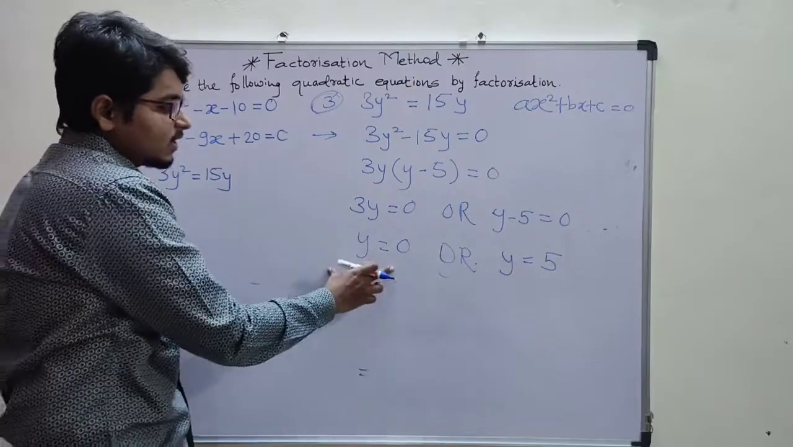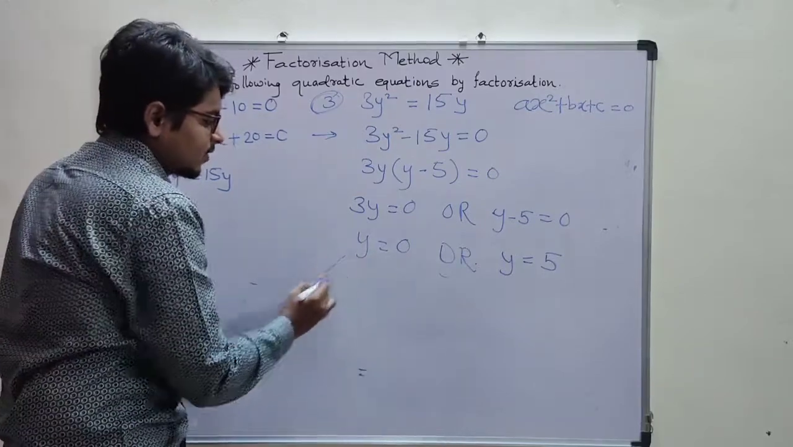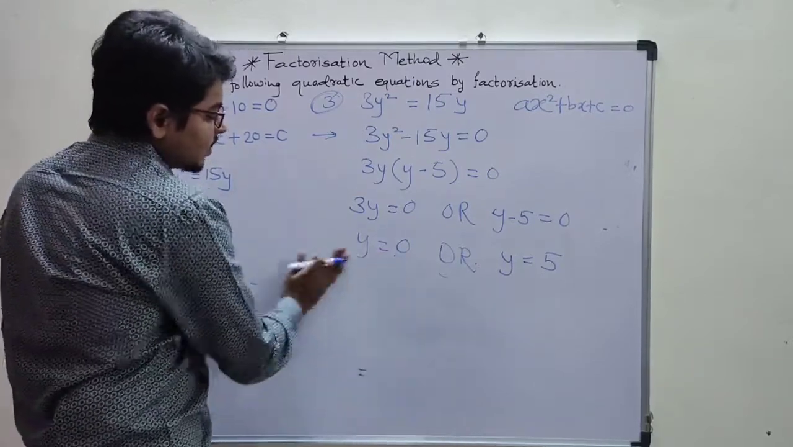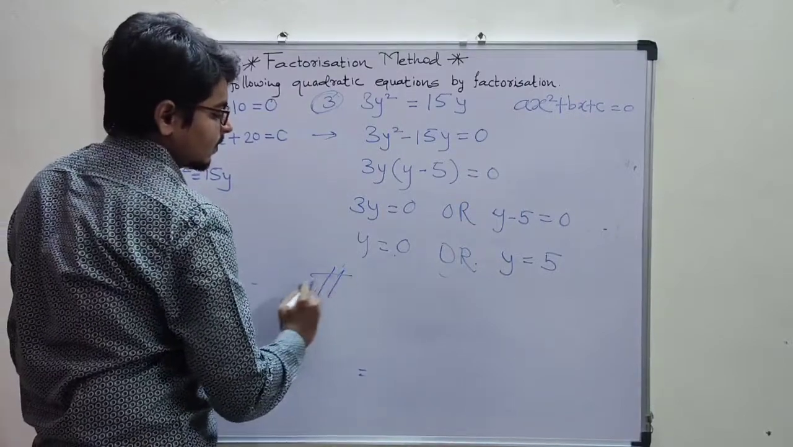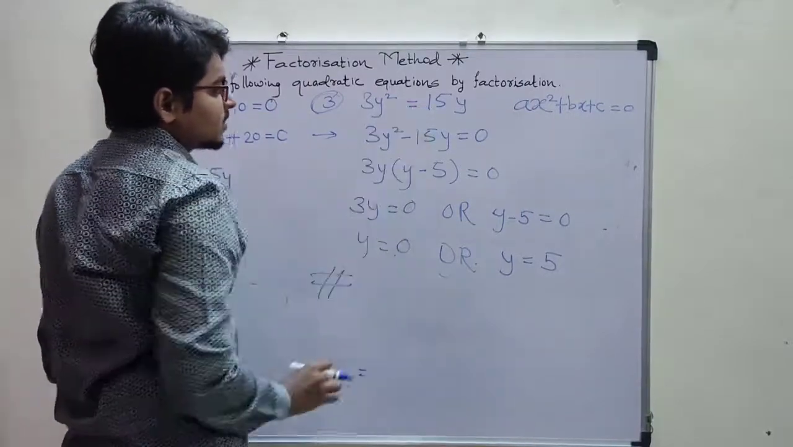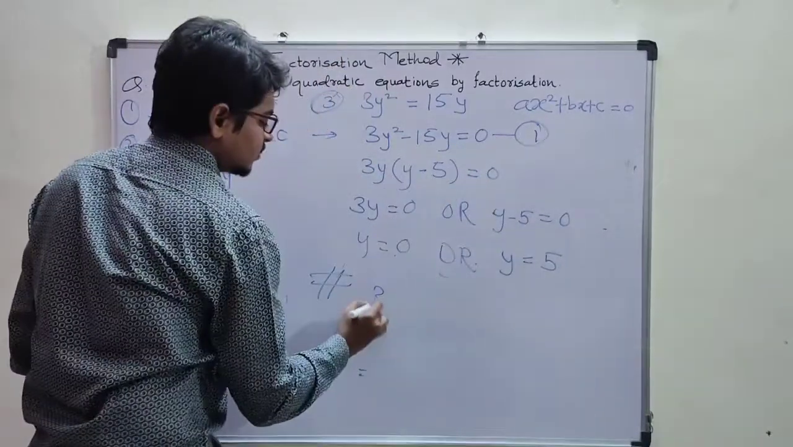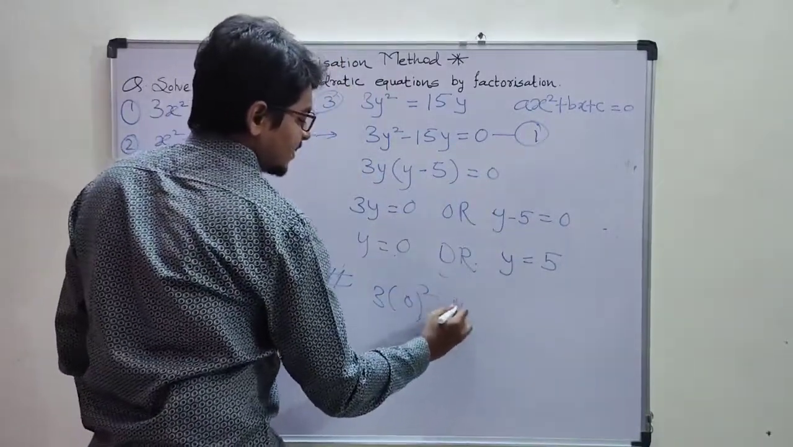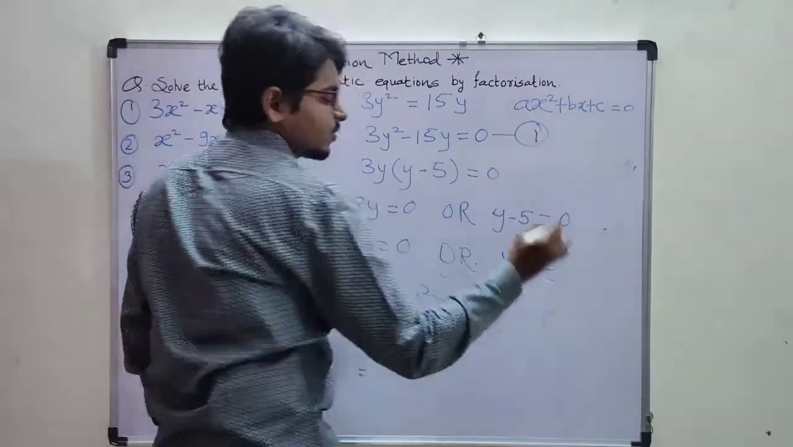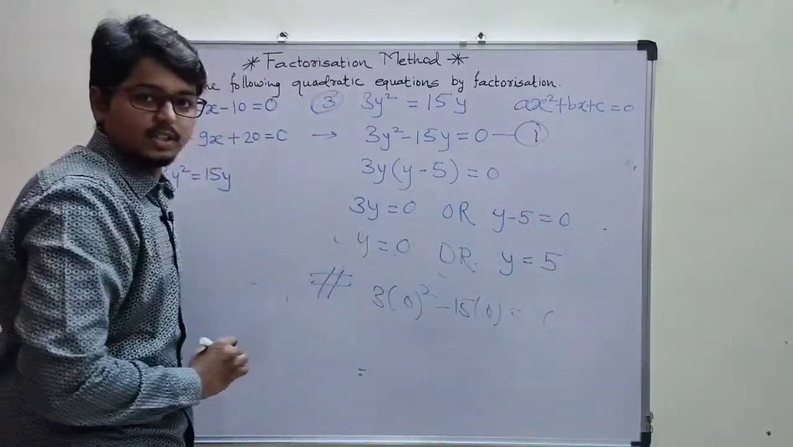Now, if you want to check it, you can check it here. y is equal to 0. Substitute it in this equation number 1. So 3 into 0 square minus 15 into 0 will be 0. So this is the solution.